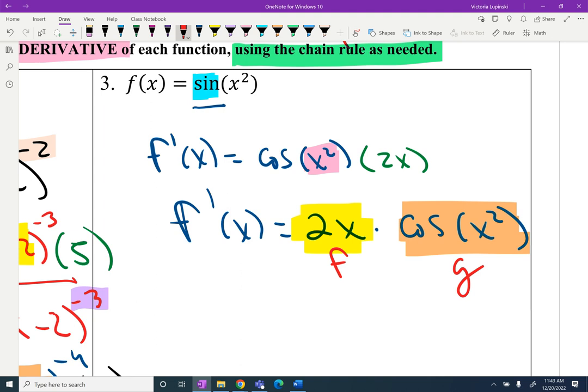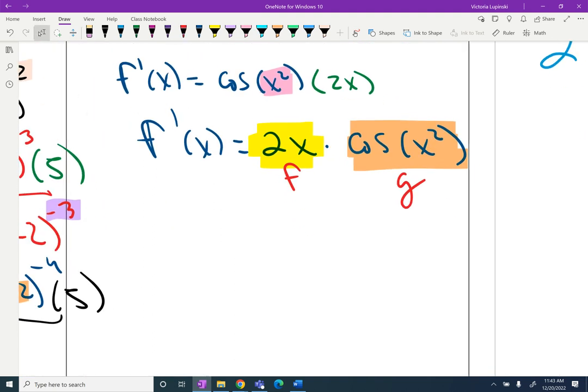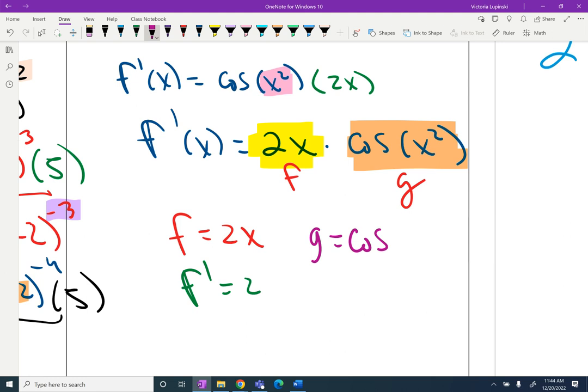So let's review. Again, if you're past the F, F prime stuff, great, but I really don't think it hurts to do it. So let's call F 2x. What would be the derivative of F? 2. G would be the cosine of x squared.